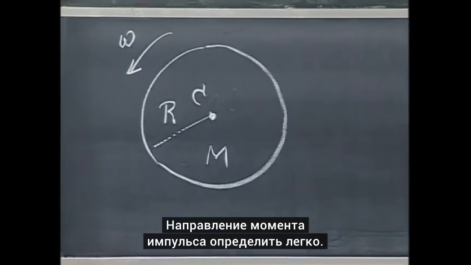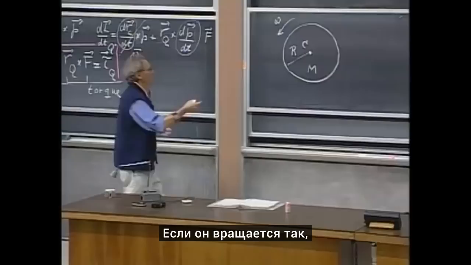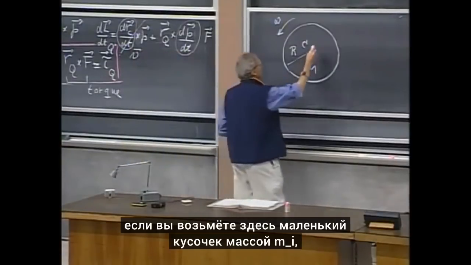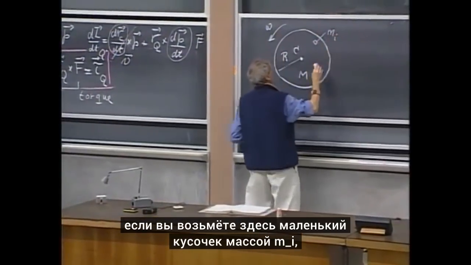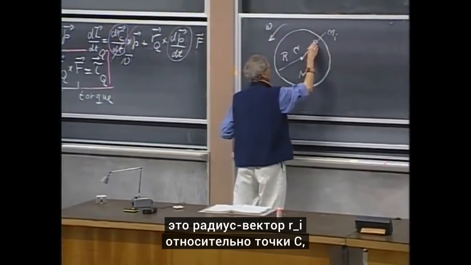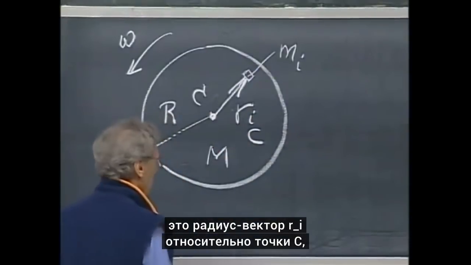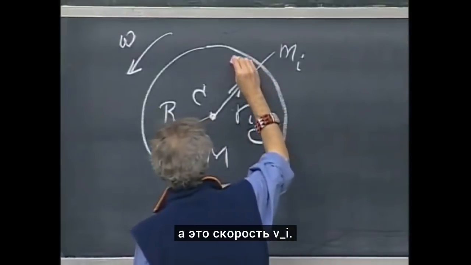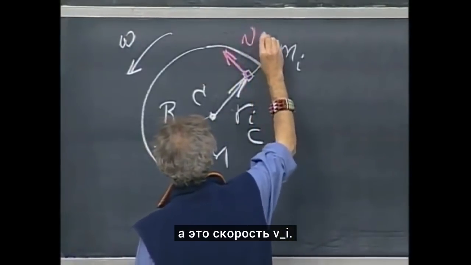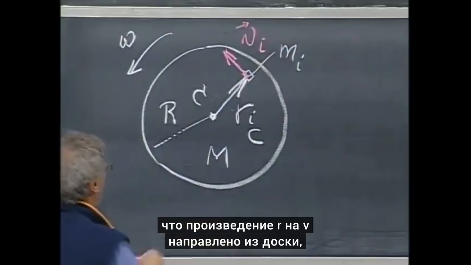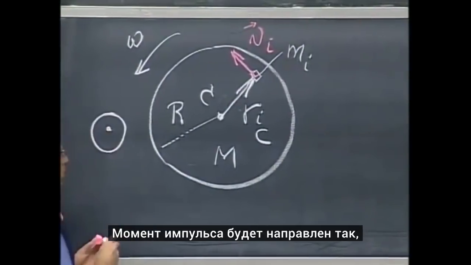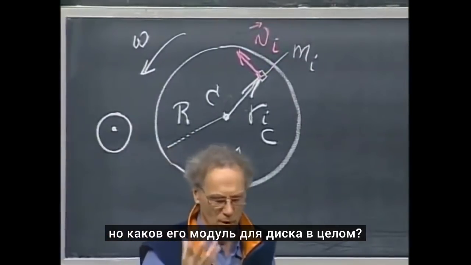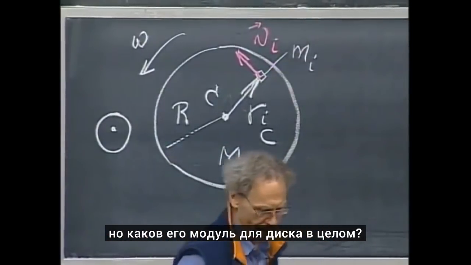The direction of the angular momentum is going to be trivial. If it's rotating like this, if you take here a little mass element, mass m of i, this is the position vector r of i relative to that point C, and here you have the velocity v of i, then you see immediately that r cross v is coming out of the blackboard. So that's easy. Angular momentum will be in this direction. But what is the magnitude of the disk as a whole?